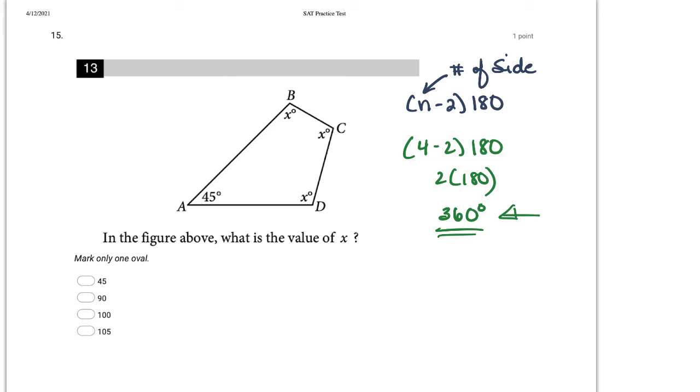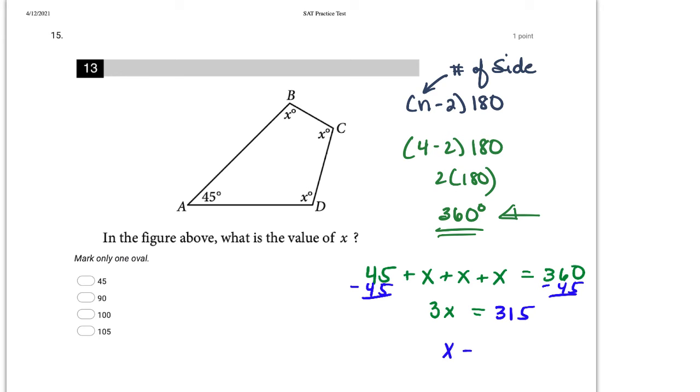Okay, then we know what these all add up to, so we can just write 45 plus, we got 3 x's here we're adding together. All the angles have to add up to 360. Must subtract that 45 from both sides as I combine my x's together. That's 315, I think. So divide by 3. Looks like x, each angle must be 105 degrees.